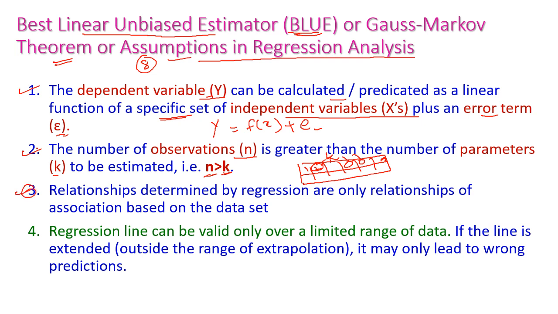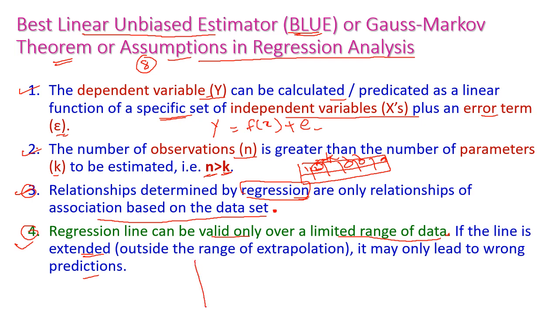And the third one is whether the relationship determined by the regression is only a relationship of association based on the data set. So the regression is determined based on the association in the data set. How these parameters are related to each other, right? And the fourth one is the regression line can be valid only over a limited range of data. If the line is extended, then that may lead to a wrong prediction.